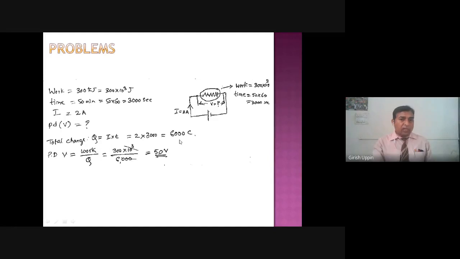So how much charge? Total charge is 6000 coulomb. And for potential difference, we know the formula. They have given the work already, 300 into 10 raised to 3 joules divided by total charge. So those who have got 0.5, 0.05, this is the problem. Somewhere you have missed this, isn't it?